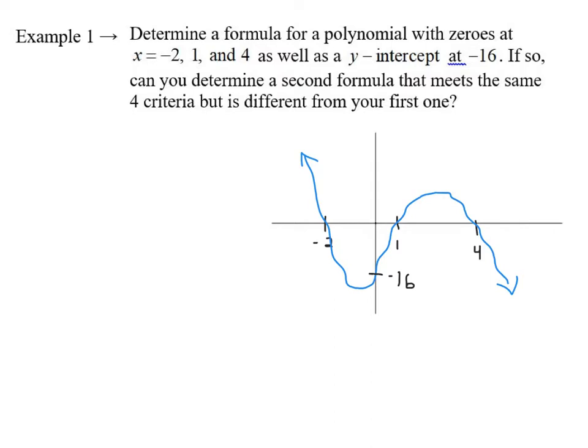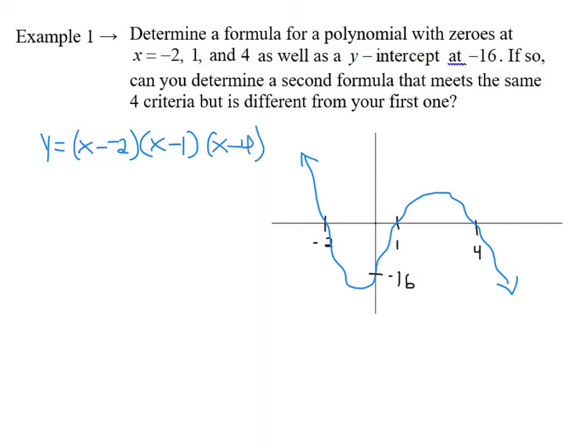So tell you what, I think I have enough room over here. So we can just go ahead and say y equals, and then of course wherever we have a 0, we know that we're going to have a factor of x minus whatever that 0 is. So I have x minus -2, and times x minus 1, and then we also have x minus 4.